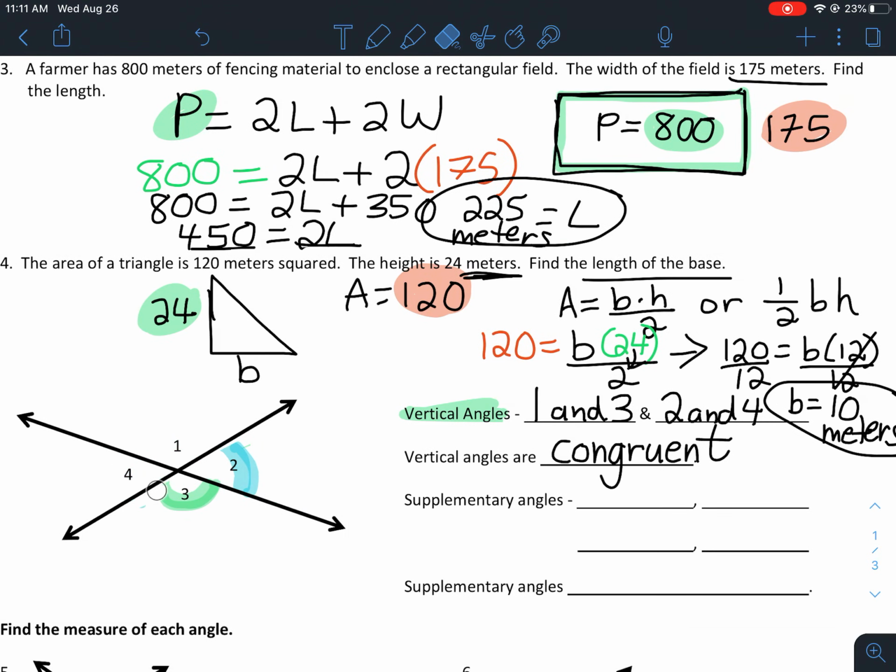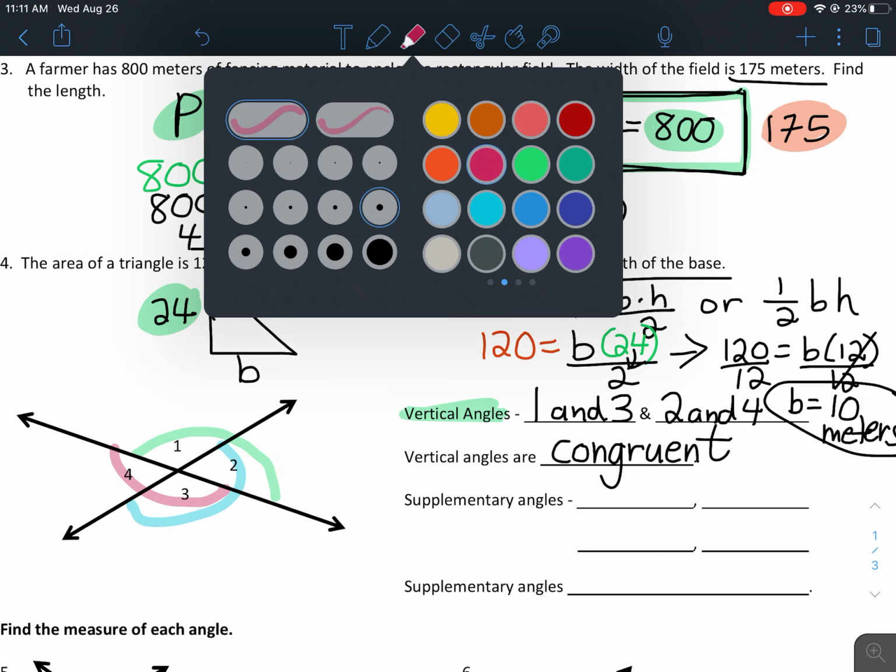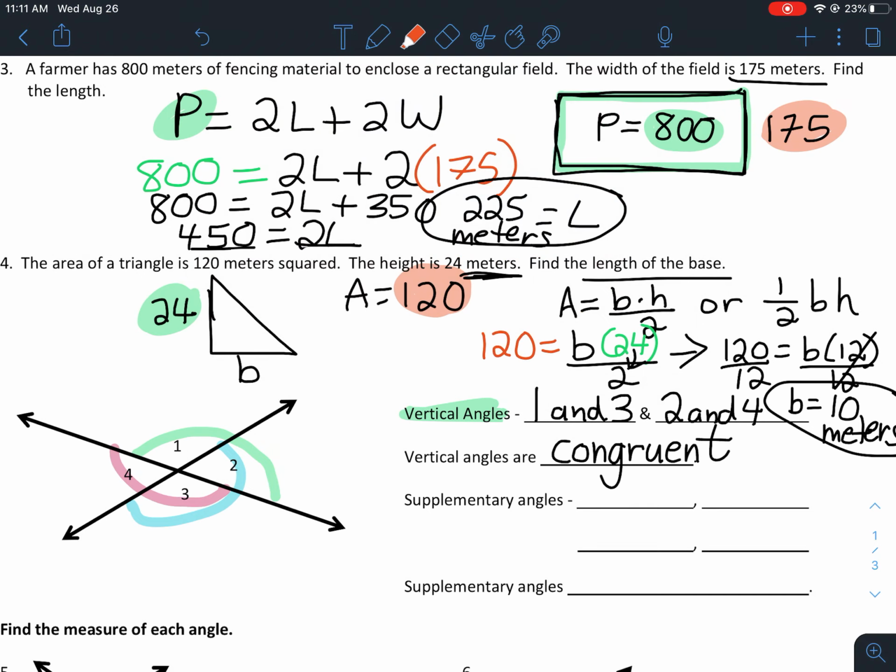Now we have supplementary angles. What does that mean? Well, an example of supplementary angles would be 1 and 2 here. Another example would be 2 and 3. Another example would be 3 and 4. And the last example here would be 1 and 4.